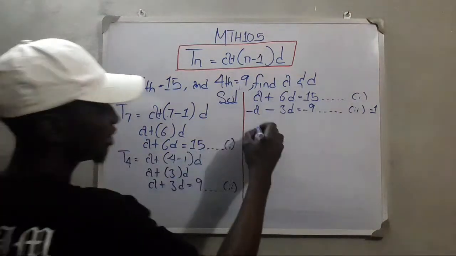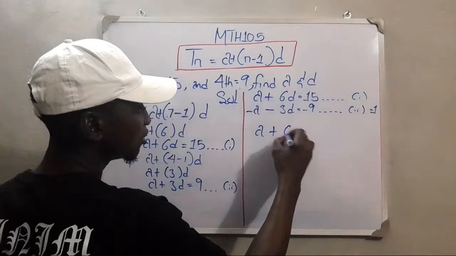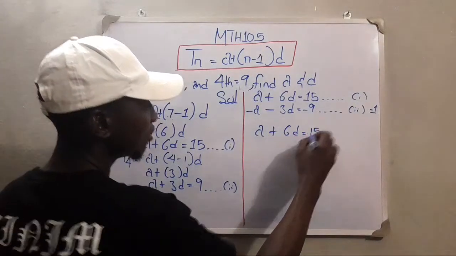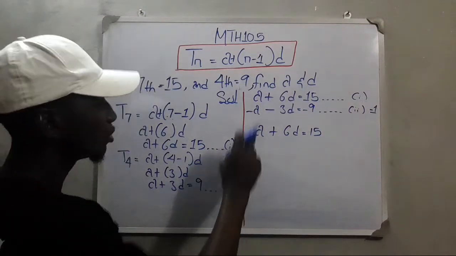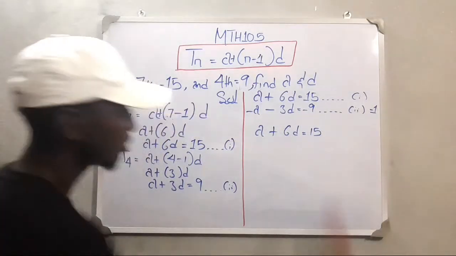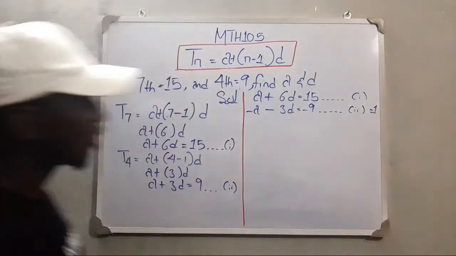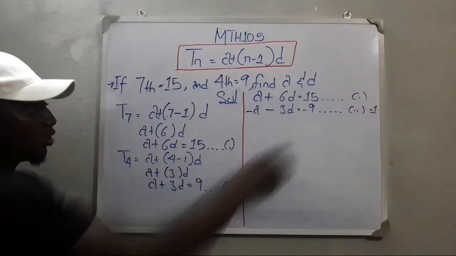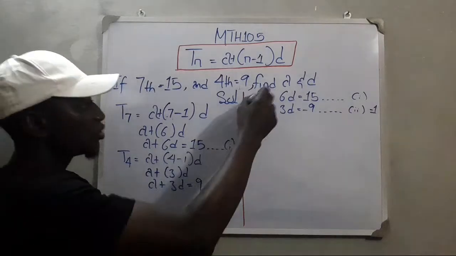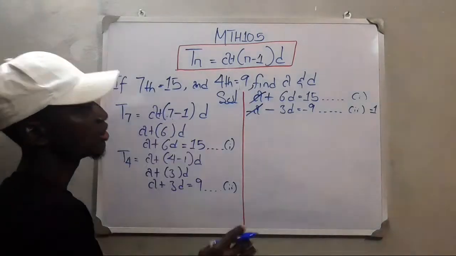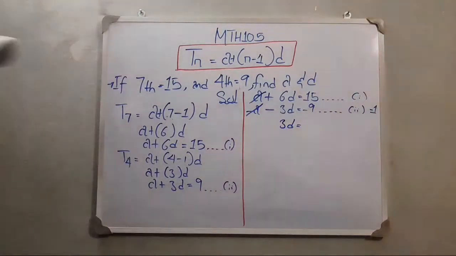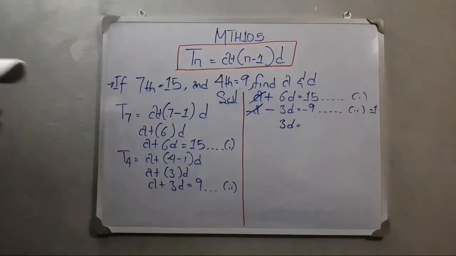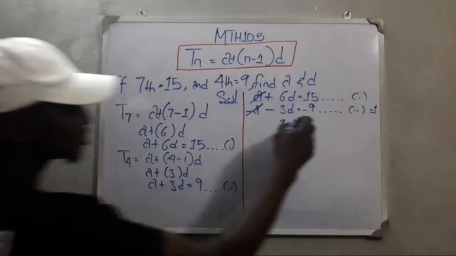Now let's bring this down: A plus 6D equals 15. Now, this is not even necessary, let's just do it straight ahead. Since all these have changed, now we have 3D. Here we should be having 11, that should be 6.